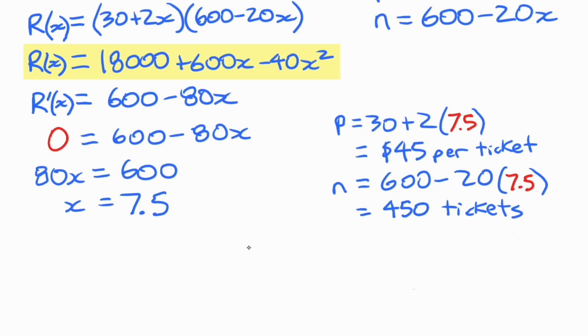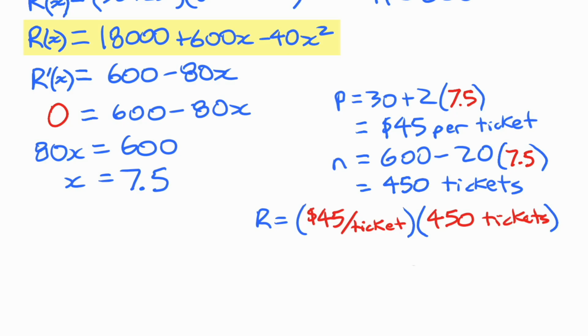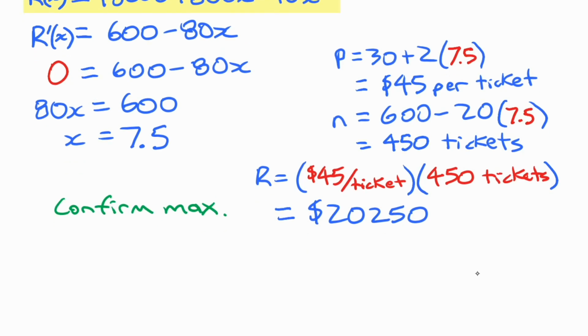And then we can take those 2 things and we can work out our revenue. So our revenue is going to be equal to $45 per ticket times 450 tickets, which dollars per ticket times tickets is going to give us our $20,250 of revenue is what that is equal to. All right. You can go through and confirm that it's a maximum the way you did before.